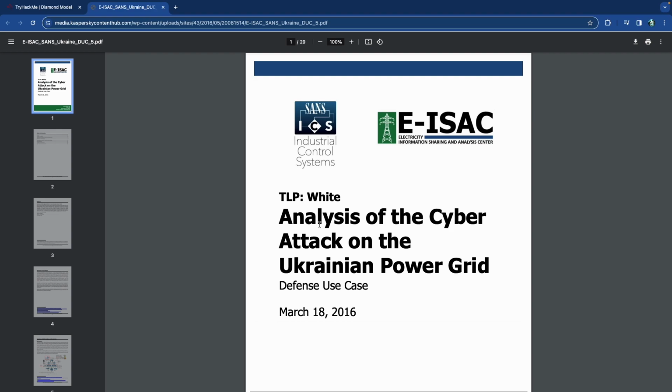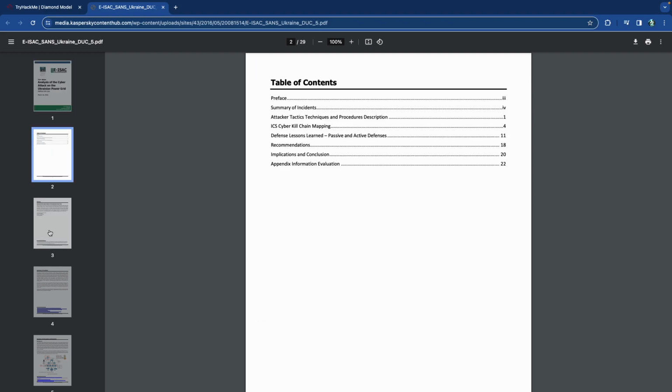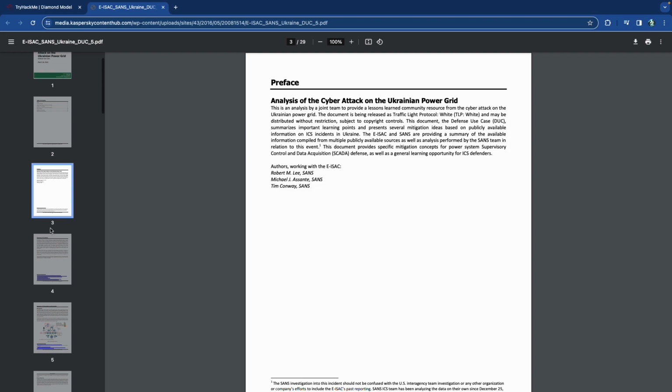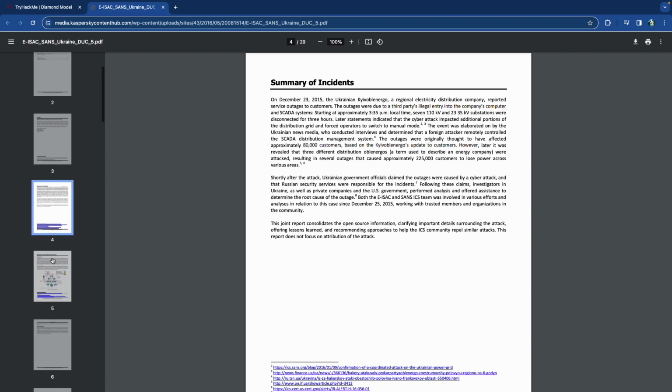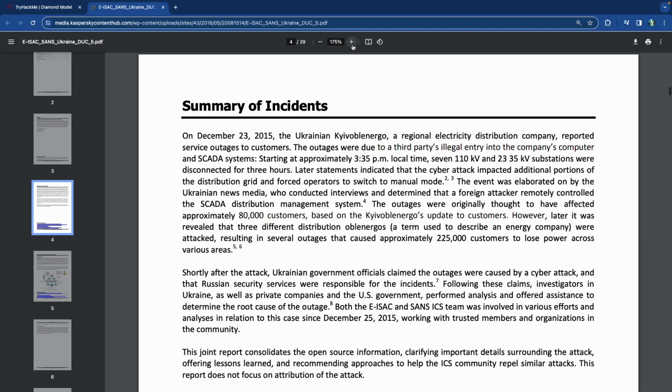What's the name? So this is the analysis of the cyber attack on the Ukrainian power grid, which happened in 2015 or 2016. So the report came out in 2016, but the attack probably happened in 2015. So this is, I mean, it's interesting to know. The more you know, the better frame of reference you will have, and you'll be able to do a better job. So the summary is this, right?